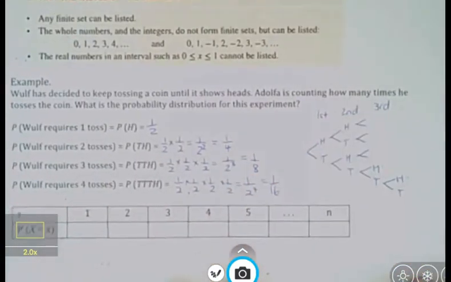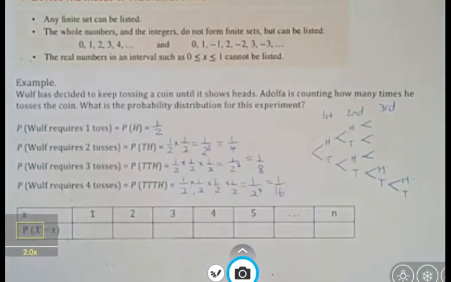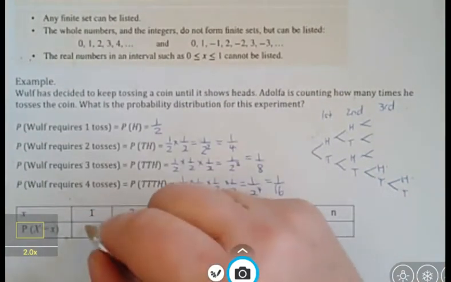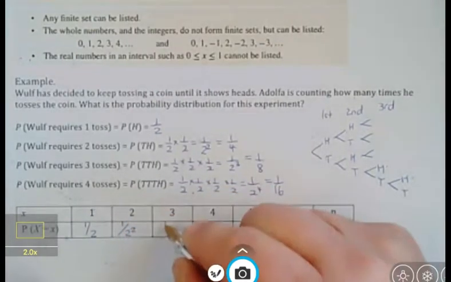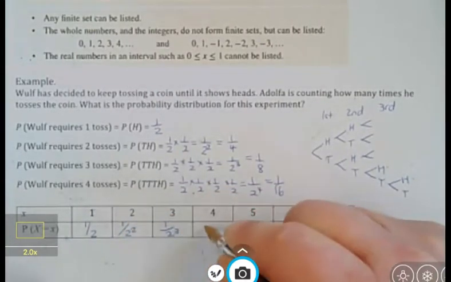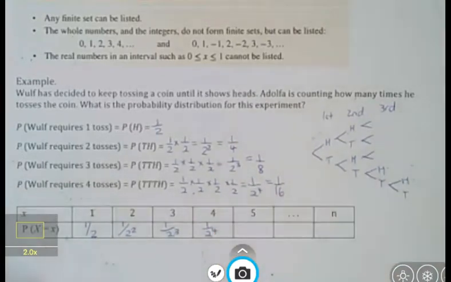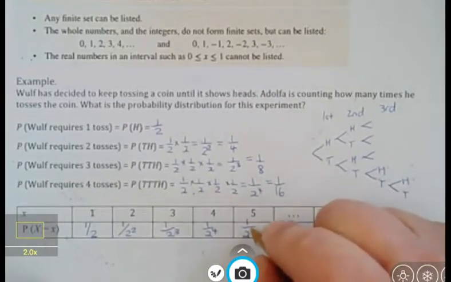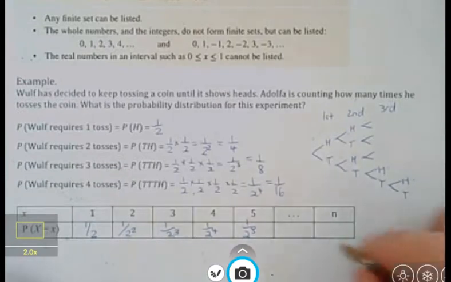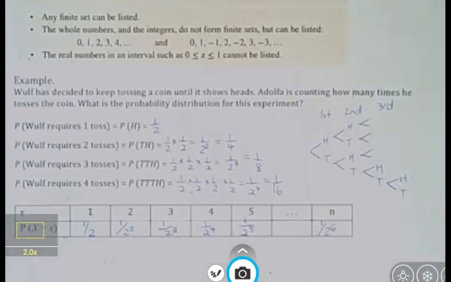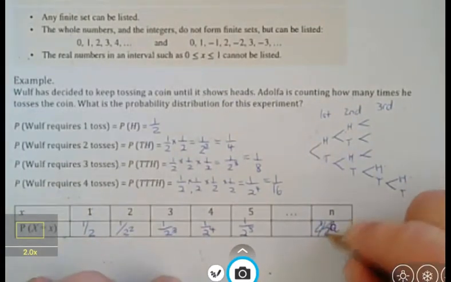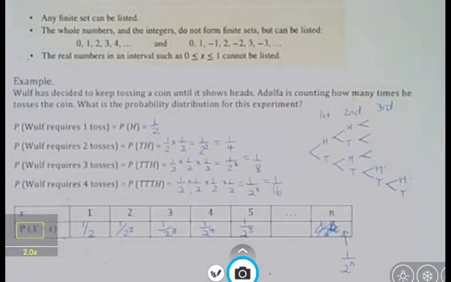Now we can see a pattern here. So if he requires one toss, it's a half. Two tosses, 1/2 squared. Three tosses, 1/2 cubed. Four tosses, 1/2 to the power of 4. Five tosses would be 1/2 to the power of 5, and n tosses would be 1/2 to the power of n.